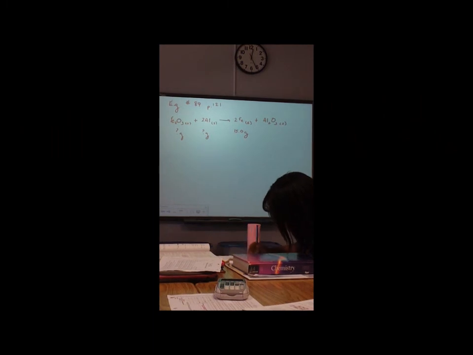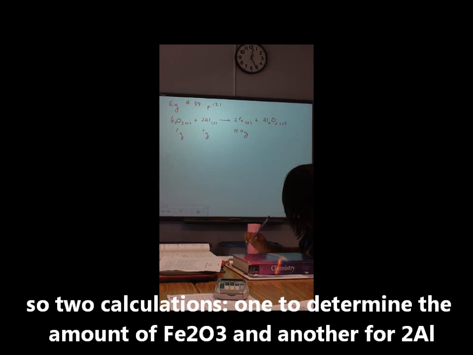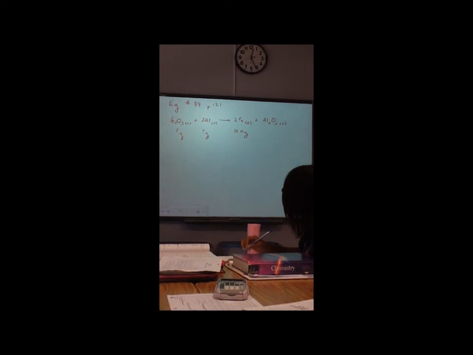Now I have to do this independently. I have to do one calculation to determine the mass of aluminum required to produce 15 grams of iron. Put that number aside, then set up the second calculation to determine the mass of iron oxide needed to produce the 15 grams of iron. The balanced equation is the key because it relates any two products or reactants.